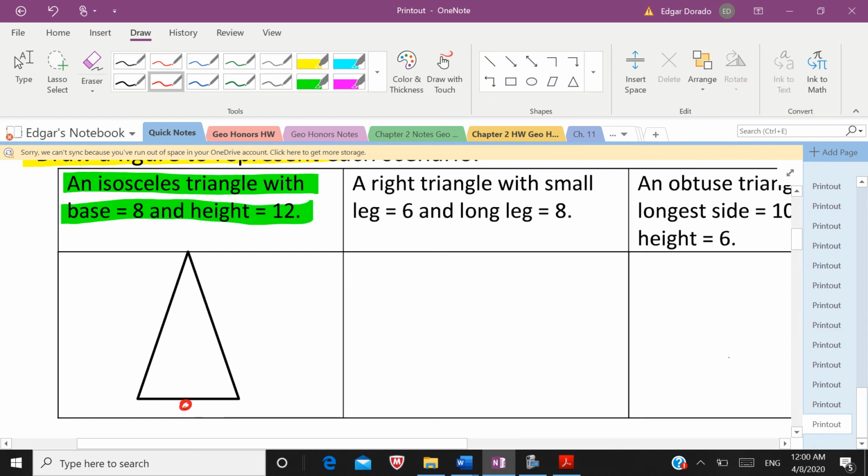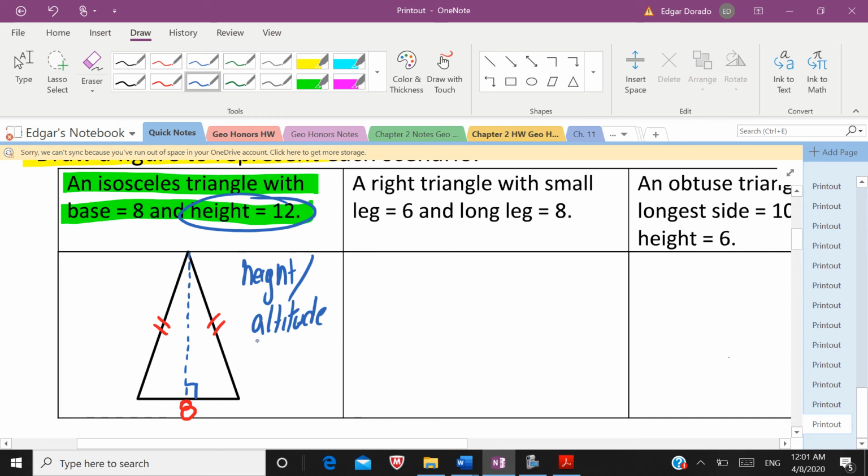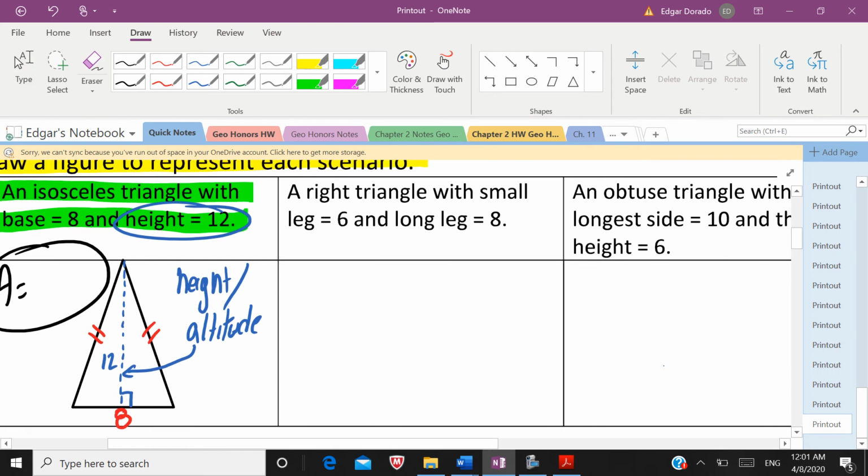Our base, we said, was 8. Now this is isosceles, so don't forget to mark the legs as congruent. And then to find this height, guys, remember a height will always be perpendicular to the base, okay? Or just like an altitude would be. So this is our altitude right here, or our height, and in this case that height would be 12, okay? So if I was asking you guys to find the area, you guys would eventually now be able to do that. Again, you'll be able to do that once I show you that formula, which I know most of you guys already know.